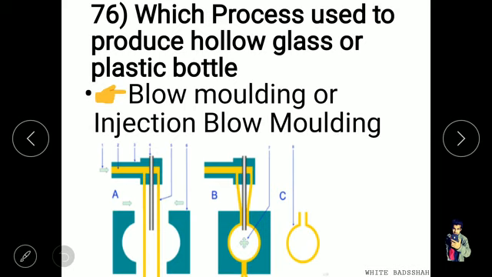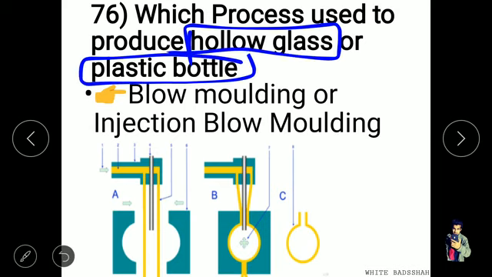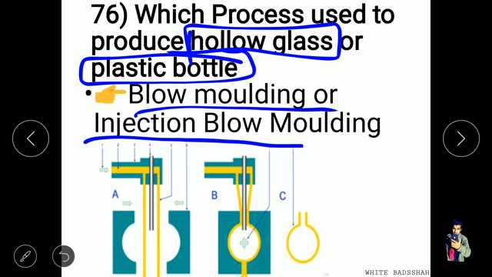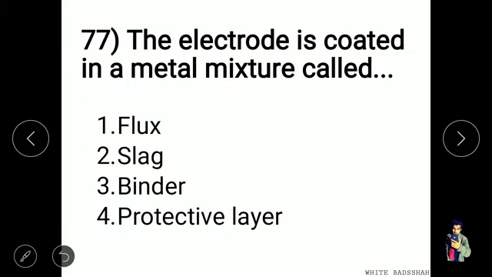Now which process is used to produce hollow glass or plastic bottles? Blow molding or injection blow molding is used to produce hollow glass or plastic bottles. So this is the main procedure of the blow molding manufacturing process.